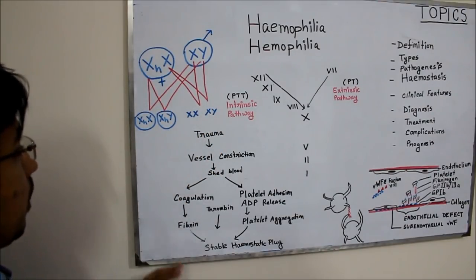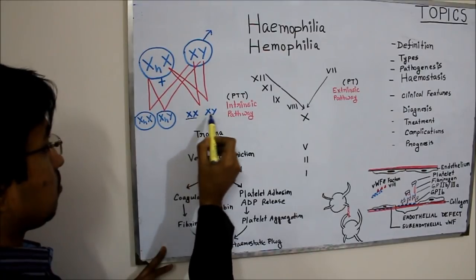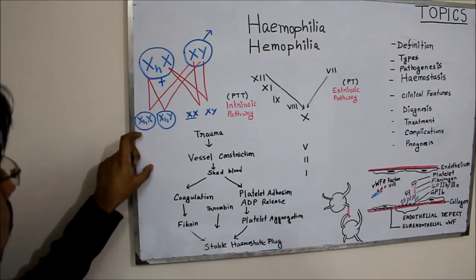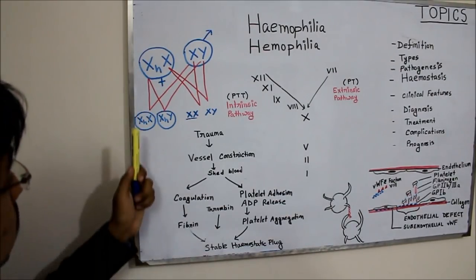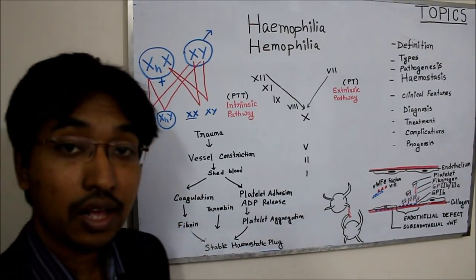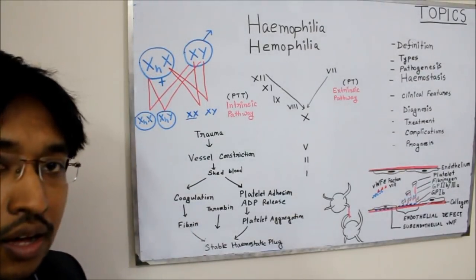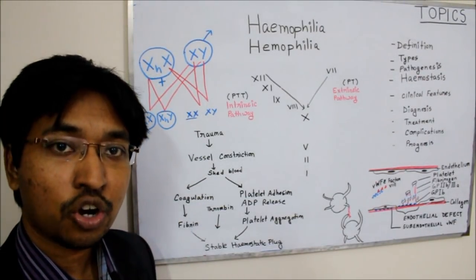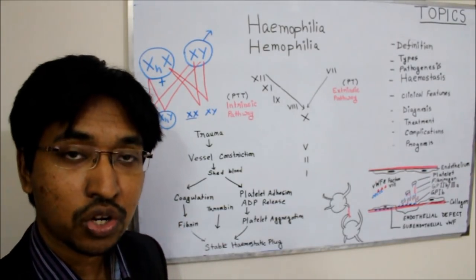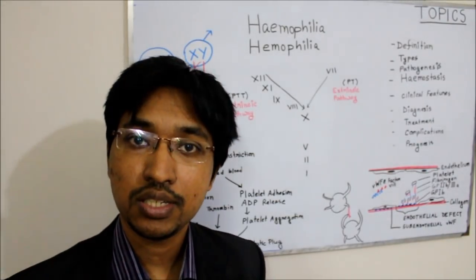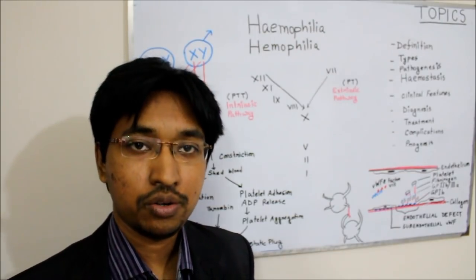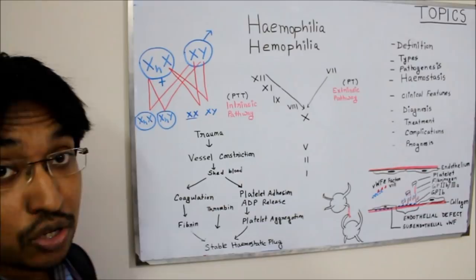So you can see that they have a chance of having a daughter like this, and in this particular female you can see that she has one mutated X chromosome and one healthy X chromosome. So, according to the definition of recessive disease, this will not show any symptom, because when we are talking about recessive disease, both genes must be mutated for the disease to occur. Okay, so these will be the carriers of hemophilia.